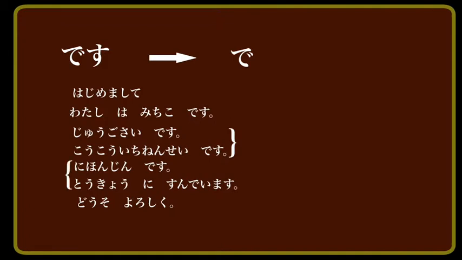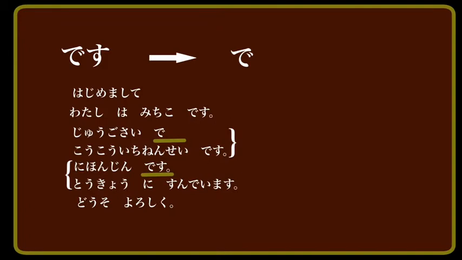At the end of a self-introduction, we usually say どうぞよろしく. Nice to meet you. So in our self-introduction, we've got two sentences about our age and our year at school, and two sentences about our nationality and where we live. But these ideas pretty much go together, and we can simply do that by changing the desu to de in the middle of the sentence.